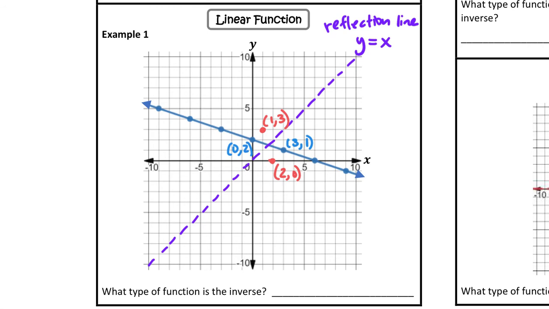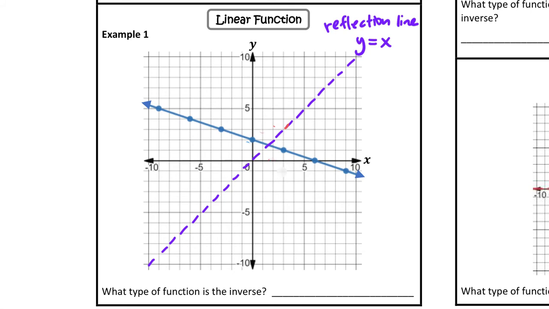Okay, that's one way to do it: looking at the points, switching the numbers, and graphing that new point. Or you can do away with the points or the coordinates, and what I can also do is look at how far the points are from each other.